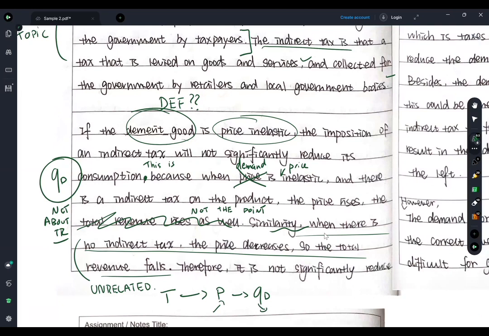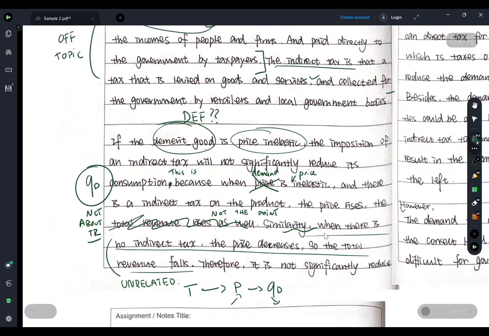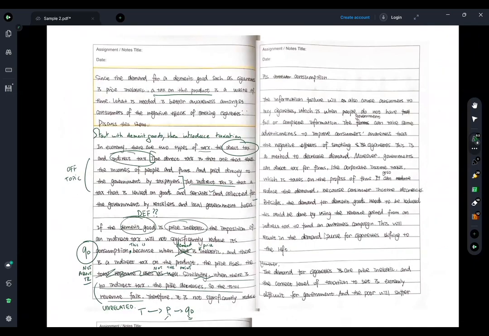Will the quantity demanded fall by more or less than the price as a percentage change, of course. So that's a poor analysis. That does not explain what was stated before. Therefore, it is not significantly reduced consumption. Okay, yes, that's the idea, but instead the analysis could have been much easier. Okay, for a given tax, the price will increase by a certain amount, but of course, if demand is inelastic, the quantity demanded will not change significantly. That's it. Okay.